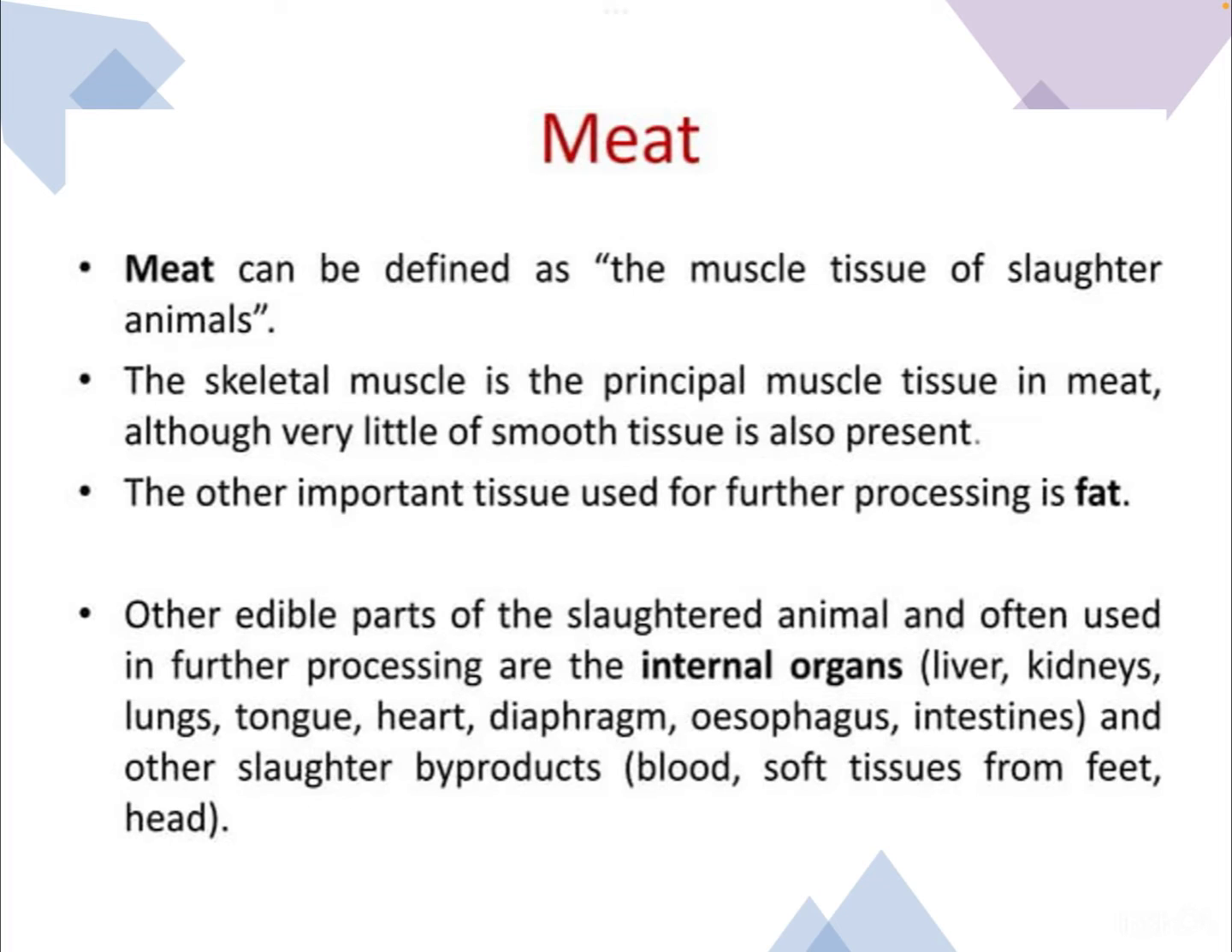If we talk principally about meat, then meat can be defined as the muscle tissue of slaughtered animals. Now, what are muscle tissues? These are the tissues which constitute the muscle portion of an animal body. And slaughtered animals are the ones which are slaughtered and killed to obtain this muscle tissue known as meat. There is a whole process by which the muscle tissue is converted into meat, which will be studied in the subsequent videos of this series. The skeletal muscle is the principal muscle tissue in meat, although very little smooth muscle tissue is also involved. The other important tissue used for further processing is fat. Although fat itself is not a tissue, it constitutes a very important biomolecule present in the meat, and it is very much needed for the organoleptic properties associated with meat.